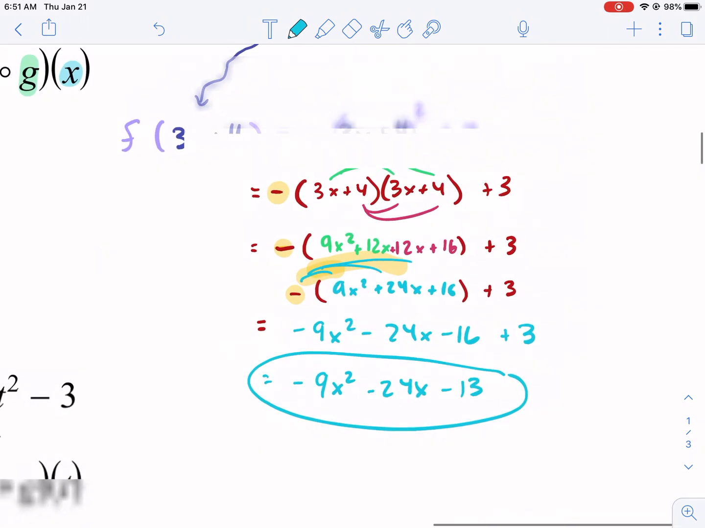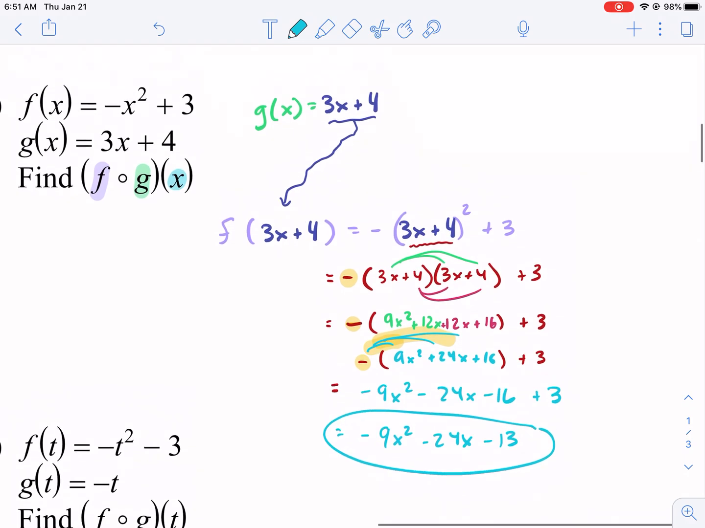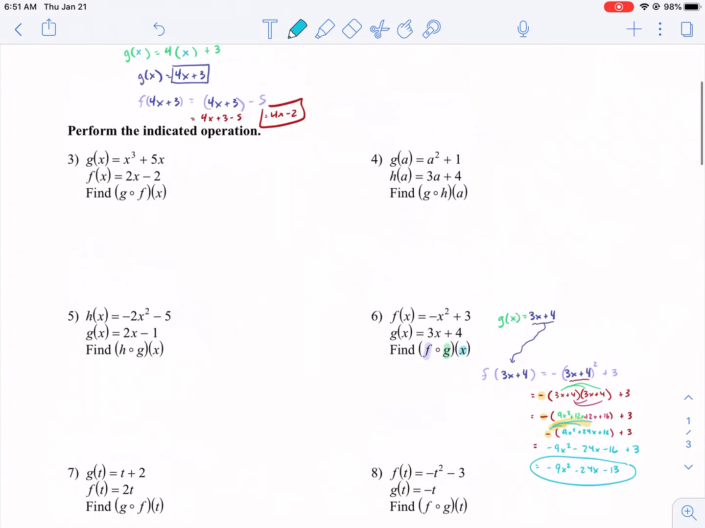So that's why students think with x it's a little bit tougher, because you're always going to have an x. You have to worry about combining like terms, whereas numbers is a little bit easier. That's composite functions.